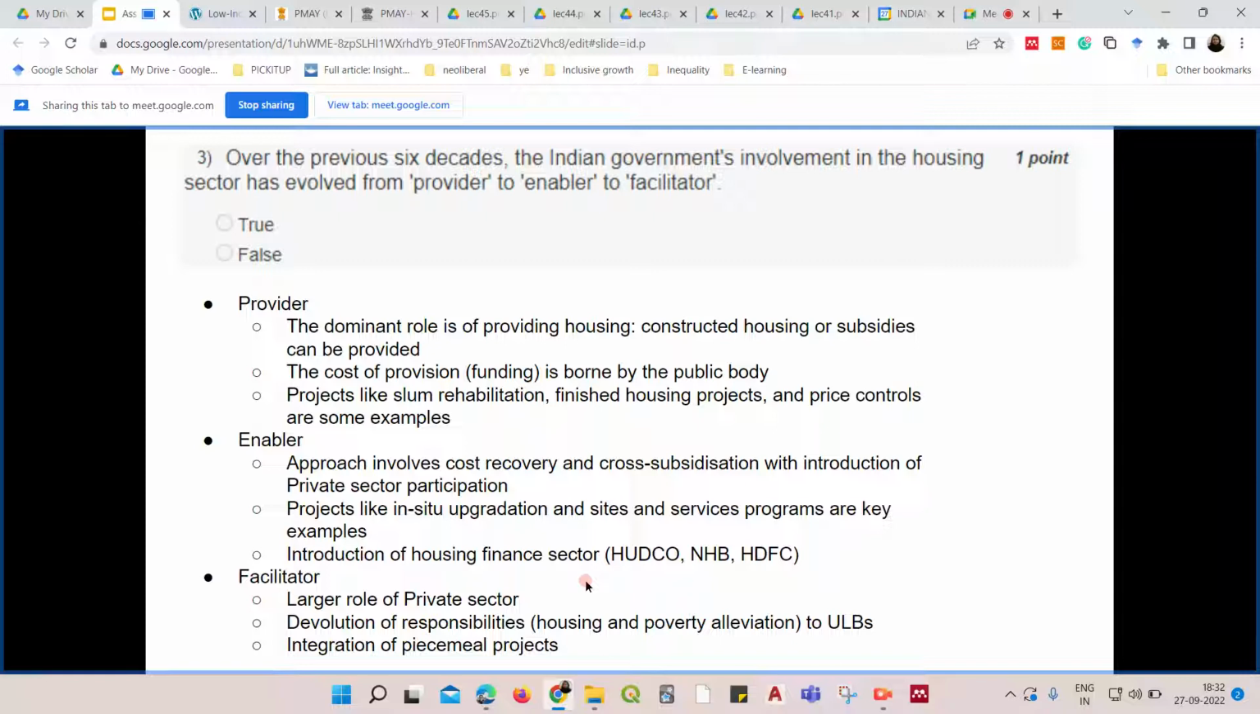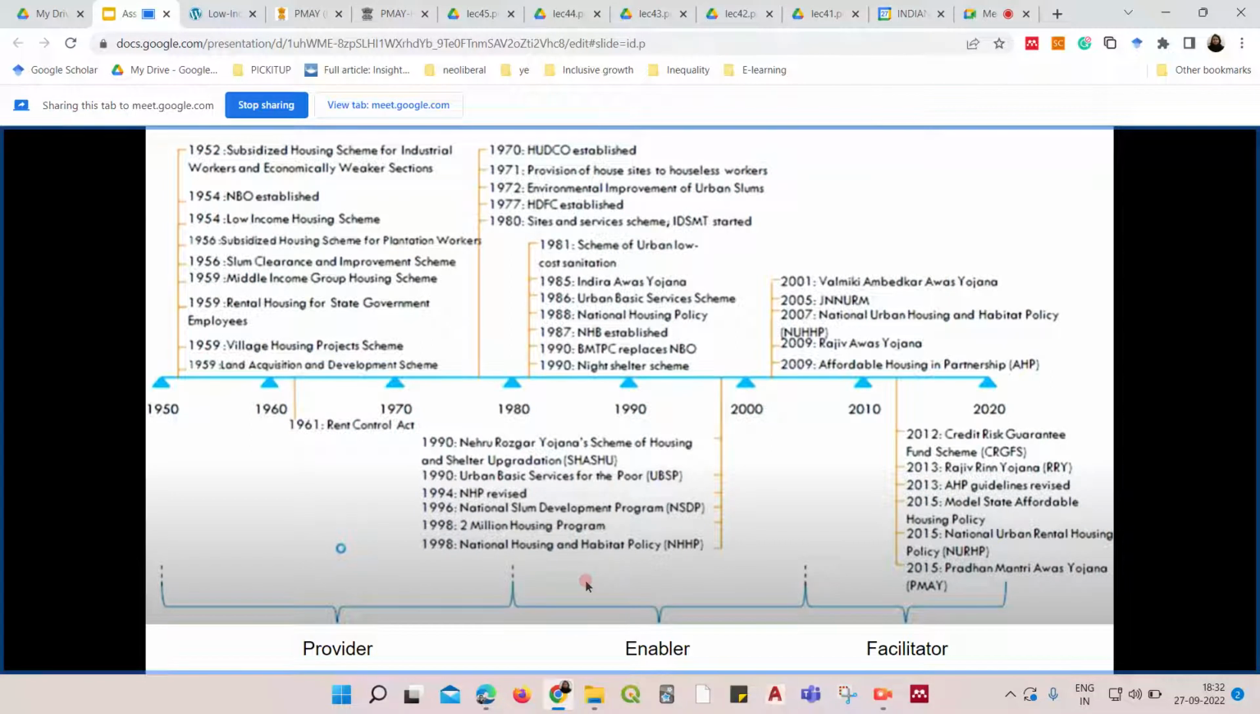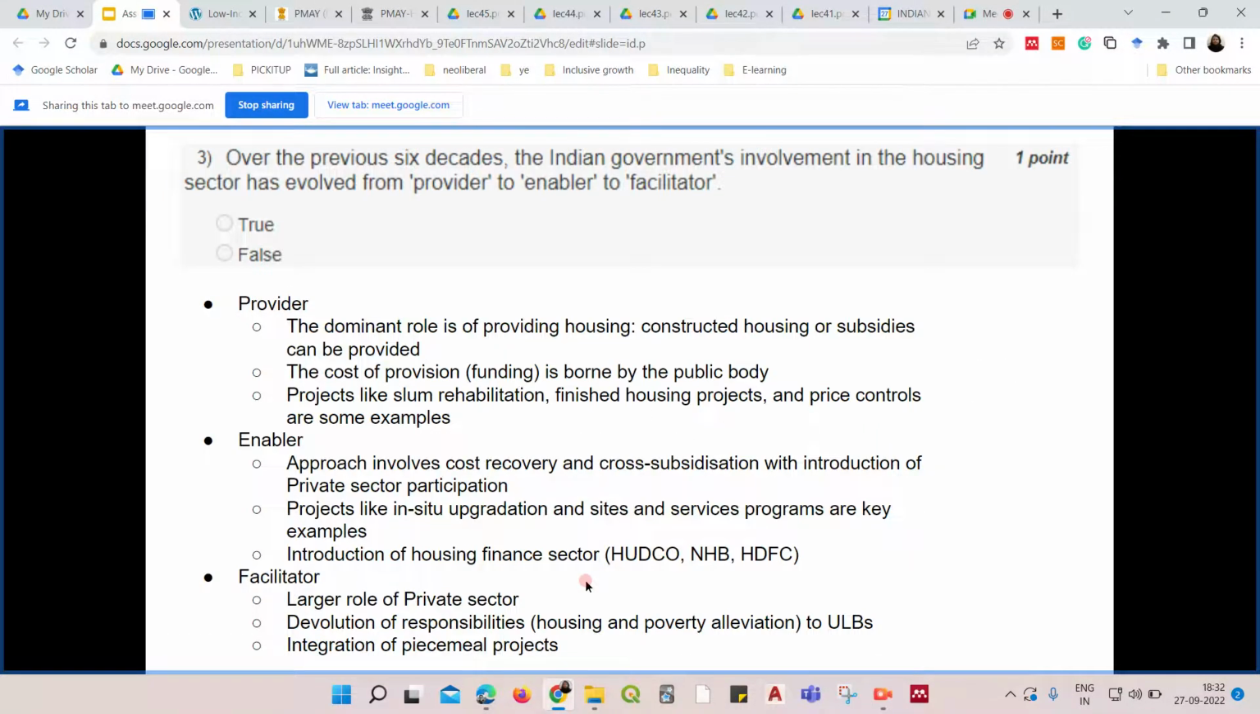Okay, I hope this clarifies to you what different kinds of role we are talking about here, which is provider, enabler and facilitator. And going back to this timeline, you can see for yourself the different programs and how the role of government has changed based on this definition or this elaboration of what each role looks like.